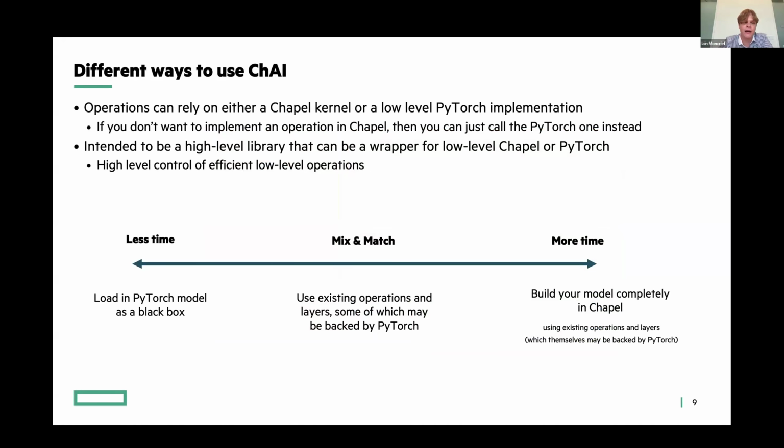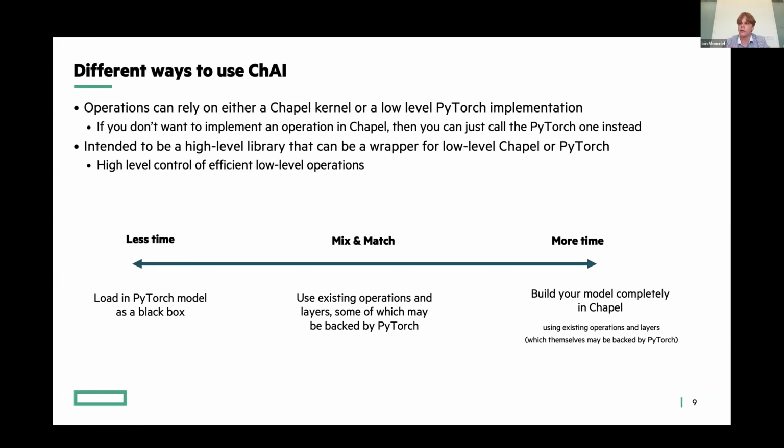So you can either, like I said, write your own Chapel kernel or use a PyTorch implementation. It'll probably be faster, but it might not be, depending on what the computation is. And it'll take less time if you write whatever model you want to use in PyTorch, compile it to a PT file, and then pull it into ChAI. Or you can mix and match.